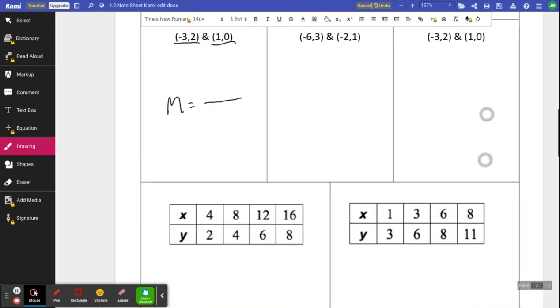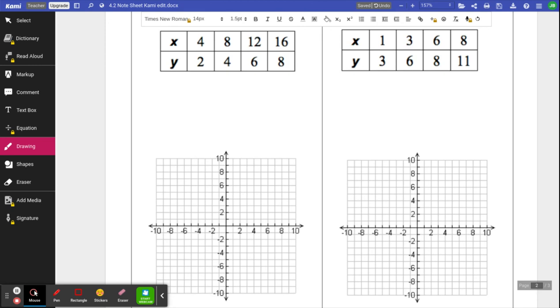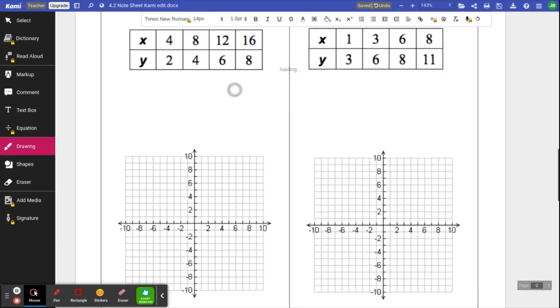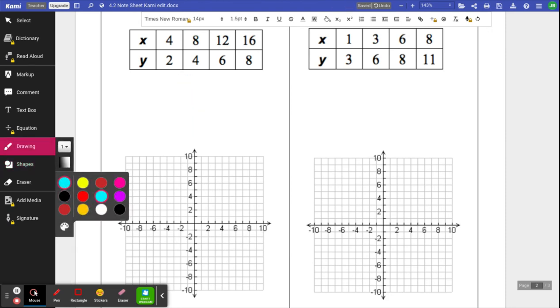Okay, team, please make sure you also do these next two as well. It's the same thing. It's just now you have information from a table. I want you to graph this table in the coordinate plane. Graph in the coordinate plane. And then after you have it graphed, tell me what the slope is. Okay, team. Thanks and have fun.